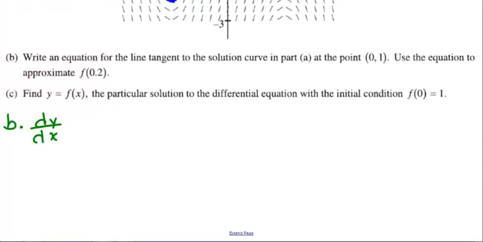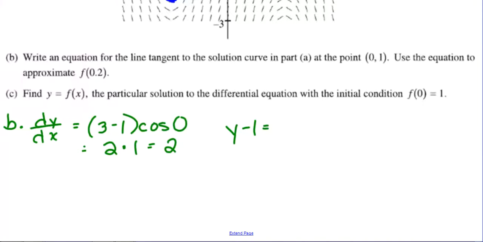So dy over dx is equal to 3 minus our y value, 1, times the cosine of our x value, 0. So 3 minus 1 is 2. The cosine of 0 is 1. So 2 times 1 is 2. So that's the slope of the tangent line. So our equation would be y minus the y is equal to the slope times x minus the x. Now, technically you can leave it like that. I don't like leaving an x minus 0, so I'm just going to drop that part. And there's the equation of our tangent line.